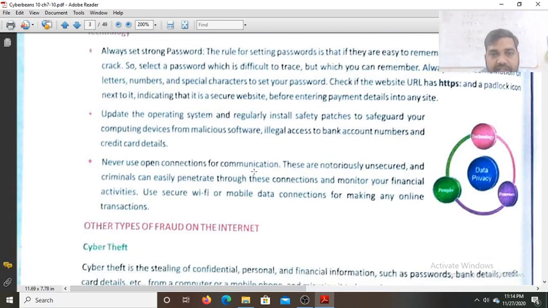Never use open connections for communication. I mean, don't use public Wi-Fi. These are notoriously unsecured, and criminals can easily penetrate these connections. Means criminals can enter your device. They can steal the information from your device and monitor your financial activities. Use secure Wi-Fi or mobile data connections for making any online transactions.